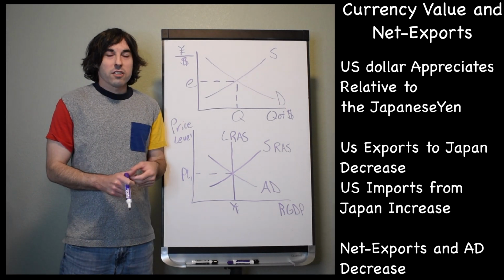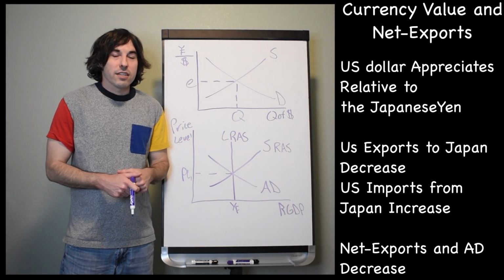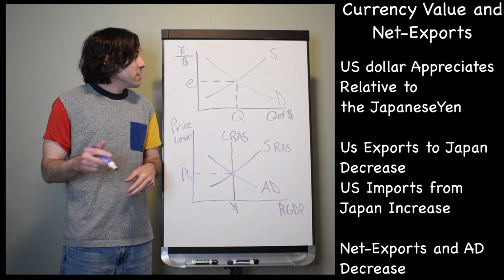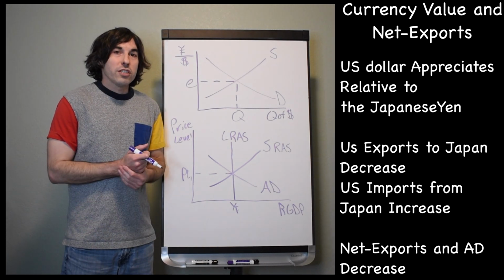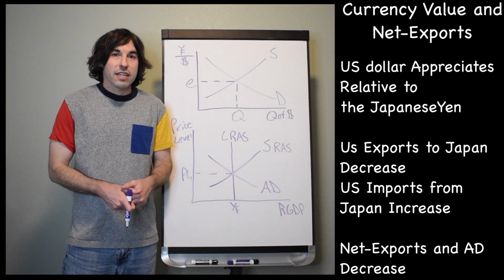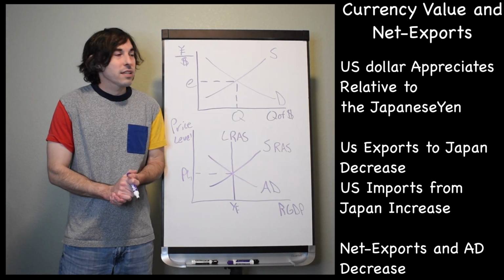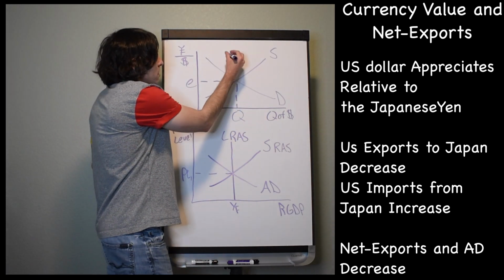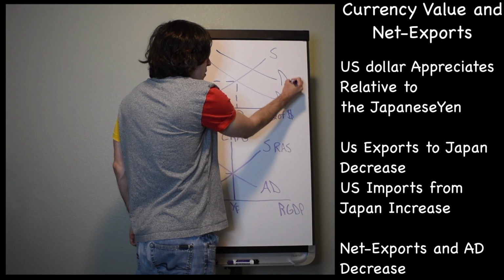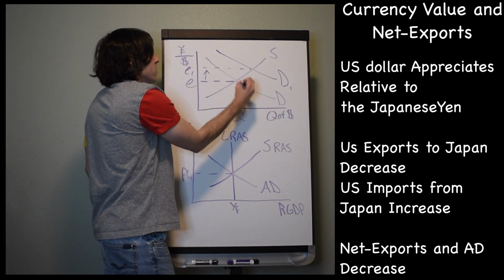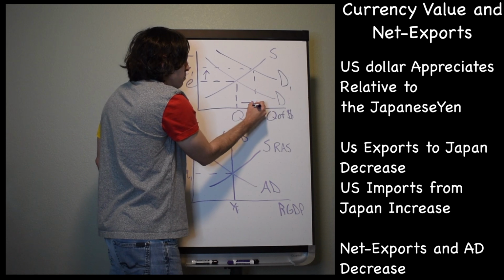First, let's pretend that there's a higher real interest rate in the United States right now than there is in Japan. That would cause financial capital to flow into the United States, and when Japanese yen holders are bringing their money into the United States to put in our financial assets like bonds or savings accounts, they're first going to have to buy US dollars. That would cause the demand for the US dollars to increase and shift to the right.